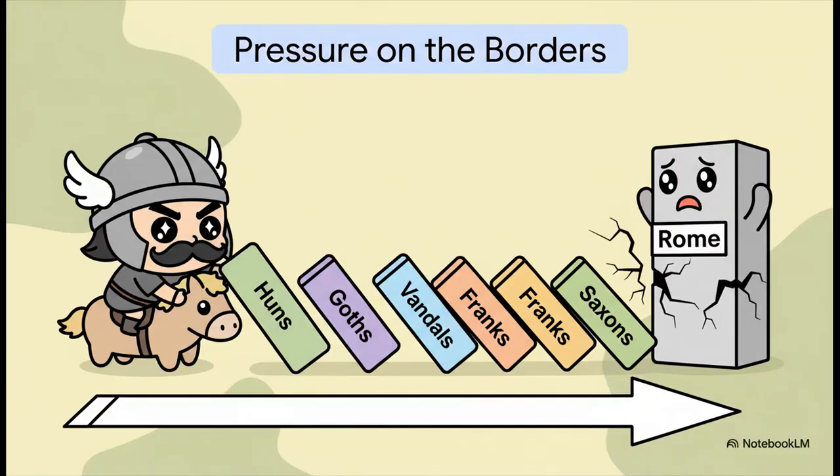So while Rome was getting weaker on the inside, a massive storm was gathering on its borders. The terrifying invasions of Attila the Hun created this huge domino effect, pushing wave after wave of Germanic tribes right into Roman lands. And they weren't always invaders. A lot of them were just desperate refugees. But the empire was already so strained, it just couldn't handle it.